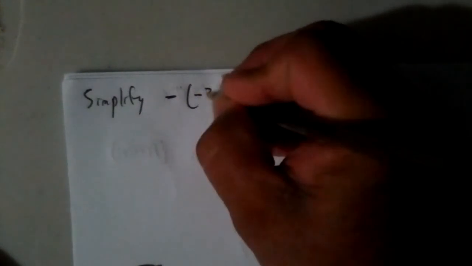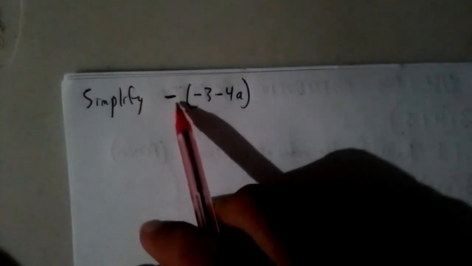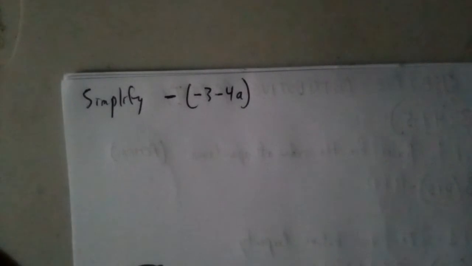I come here and I tell you to simplify. So simplify, and the problem states minus bracket negative 3 minus 4a. How do I simplify that? What are the key points here? Well, we will be using the distributive property to multiply each term within the parentheses by -1. Wait a minute, where is that -1? That -1 is right in front here. The mere fact you have a negative means that there's a -1.